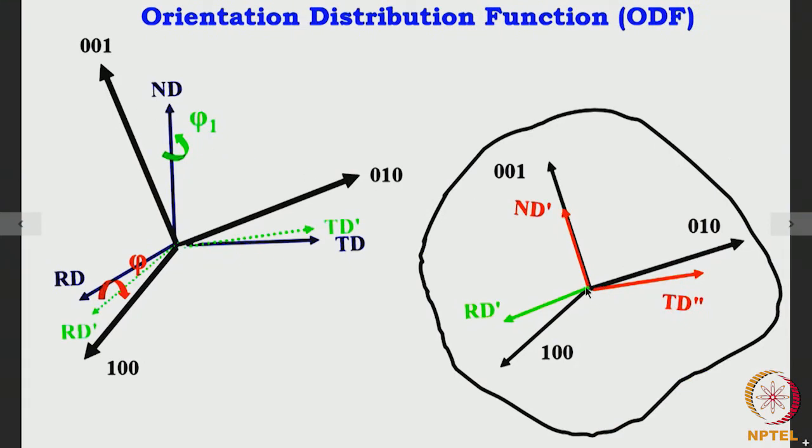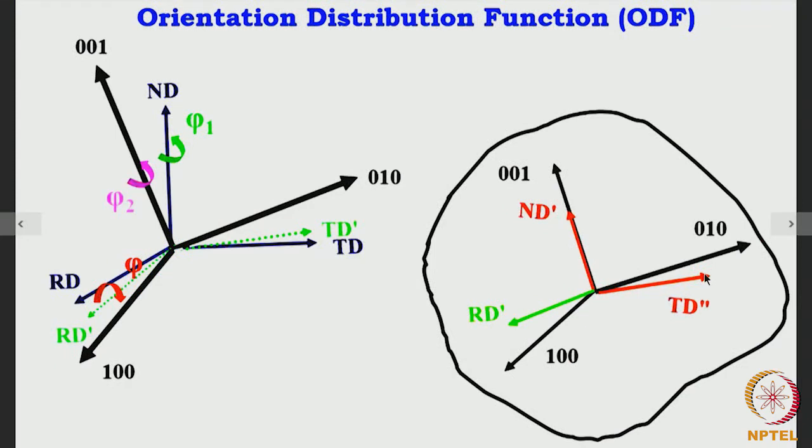So, you see that after the second rotation, 001 and ND have become coincident. This is RD prime, TD has traveled to a different position called TD double prime. Now, Bunge suggested a third rotation, and how much is that? He has suggested a rotation by an angle phi 2 around the common ND and 001 direction. How much is phi 2? Well, it is such that RD prime becomes coincident with 100, TD double prime becomes coincident with 010. So, this is the scheme of rotation which was suggested by Bunge.